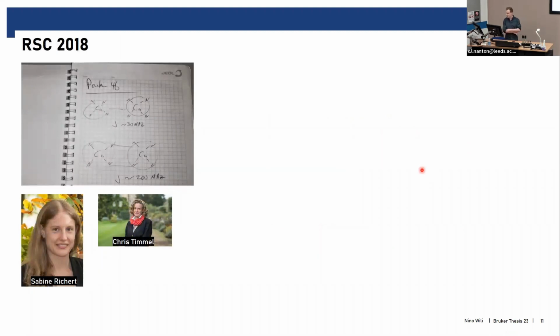Then I presented this work at the RSC conference in 2018, and I had actually a picture from an old presentation. And actually, the first notes that I took at this conference were about these copper porphyrins. And I guess the most interesting one was this here. It's two copper porphyrins. They're fused together, and apparently on the poster it says that the J coupling of this is roughly 200 megahertz. This was a poster of Sabine Richert, who I think had just left Chris' group, if I remember correctly.